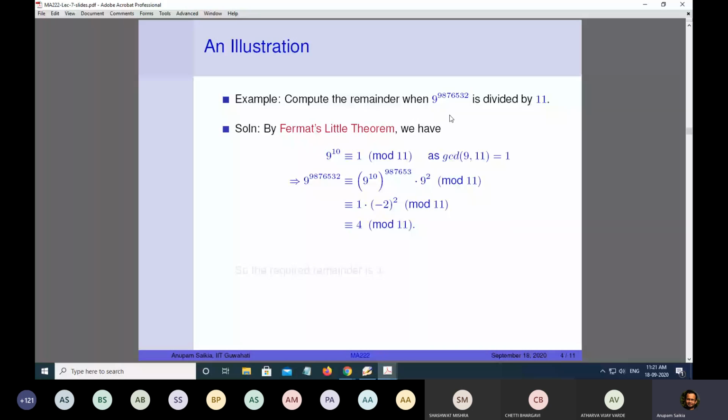Of course, for small numbers like this, it doesn't matter. But imagine if we have very big numbers, suppose it's a 100-digit prime and this is some 200-digit number. Whatever the big number, we can always cut it down and reduce the arithmetic. So the remainder is 4. That's how it is useful. That is Fermat's little theorem.